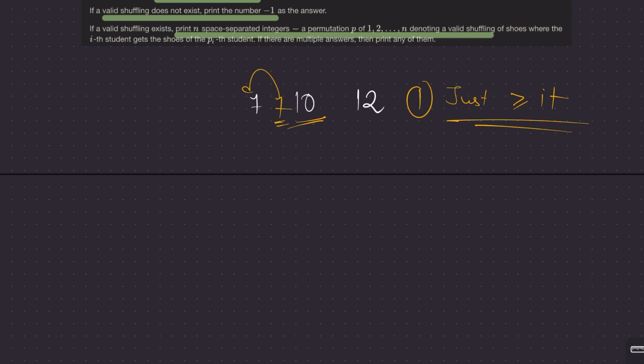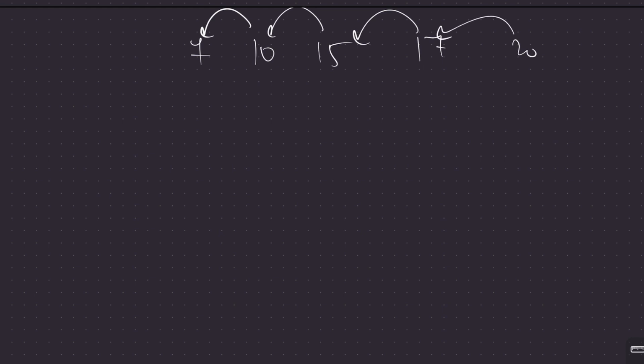Okay, what next? One thing that comes to my mind is what happens if we have just unique shoe sizes. Let's take an example here. Let's say we have 7, 10, 15, 17, 20. If you have just unique shoe sizes, you'll try to give 10 to this 7, 15 to this 10, 17 to this 15, and 20 to this 17. But what will this 20 do? This 20 is at a problem, right? This 20 will have no option but to take 7.